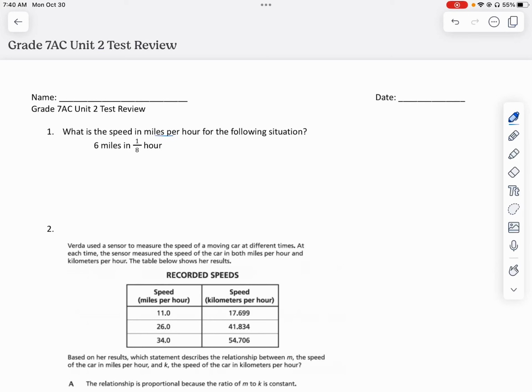What is the speed in miles per hour for the following situation? Miles per hour means we want the miles in 1 hour. So miles per hour, we do miles over the hours. So 6 miles in 1/8 hour. 6 divided by 1/8 is 48. So it is 48 miles per hour.